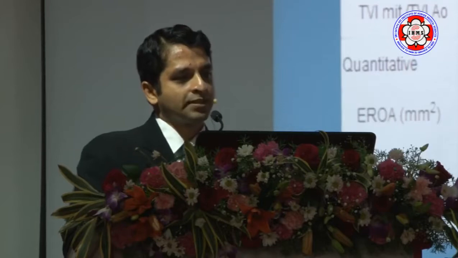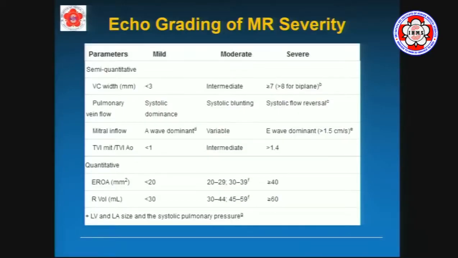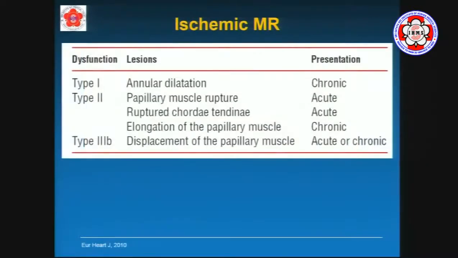And so this is a slide that shows you how we grade MR severity using all of these different parameters. And they're all useful in their own way in different types of diseases. But with ischemic MR, you have all the different Carpentier classifications. You can get annular dilatation. In acute cases, you can get papillary muscle rupture, chordae tendineae rupture. Papillary muscles can get elongated. You can get displacement of the papillary muscle, especially with posterior infarction, et cetera, et cetera.